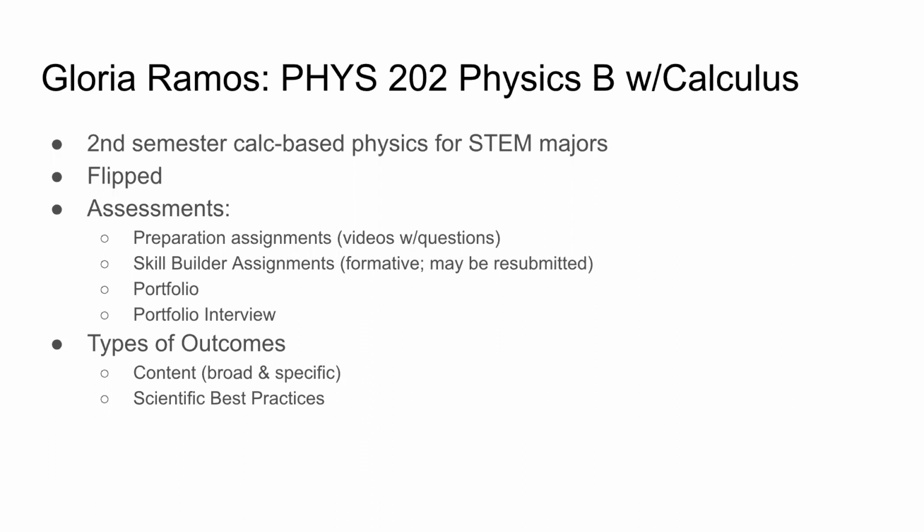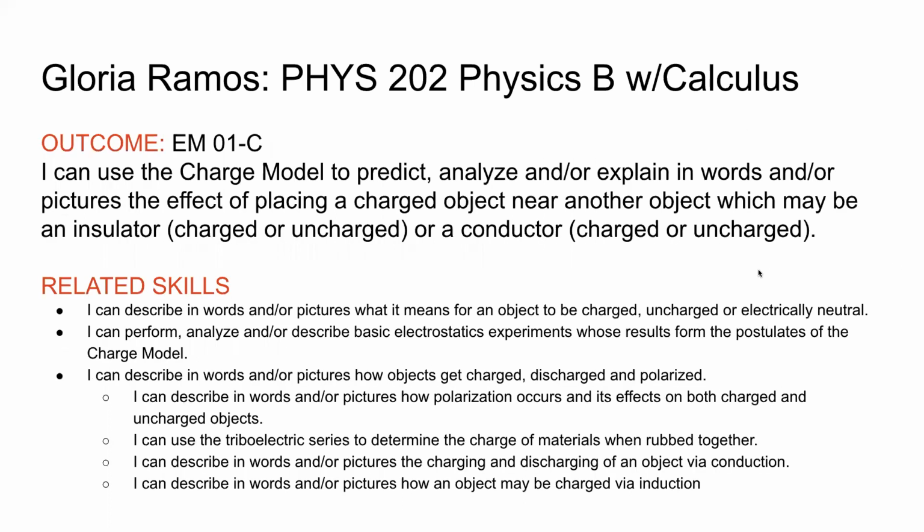And then I have some scientific best practices outcomes, and some of those are about scientific argumentation. Some, when we were on campus, they were things like good lab practice, being good team members, showing good communication skills and critical thinking, and other kind of good scientist type of things. Next slide, please.